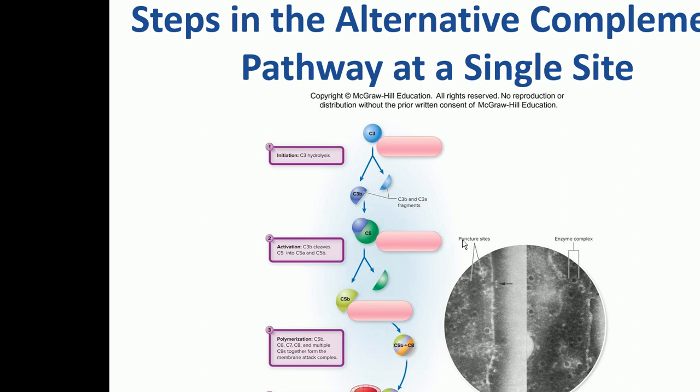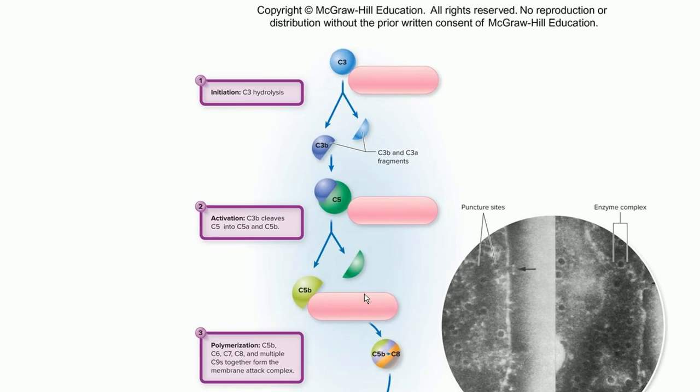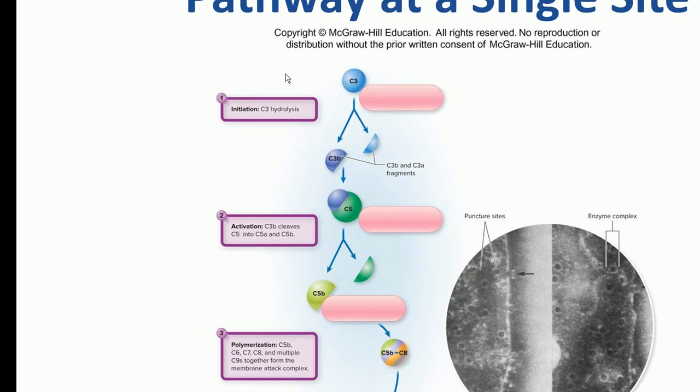You can see this is the complement pathway. This is C3, and this C3 breaks into C3a and C3b, and then C3b cleaves C5 into C5a and C5b. Then this C5b binds to C6, C7, C8 and C9, and together they form a membrane attack complex, and it goes and binds to the membrane of the bacteria.